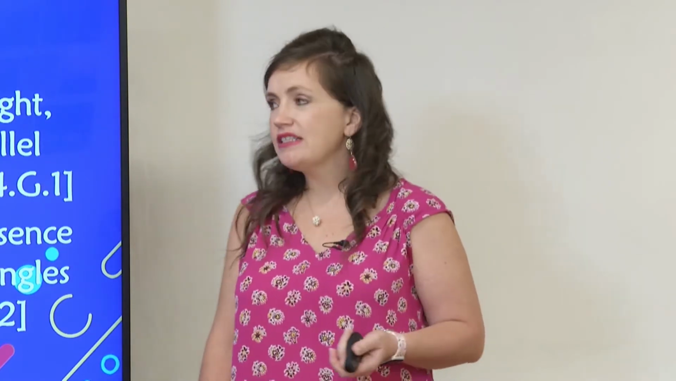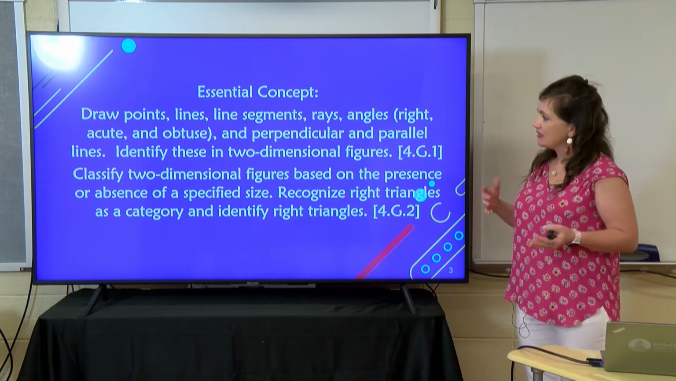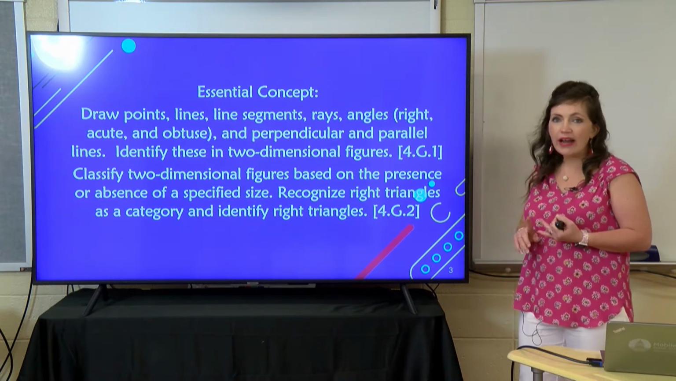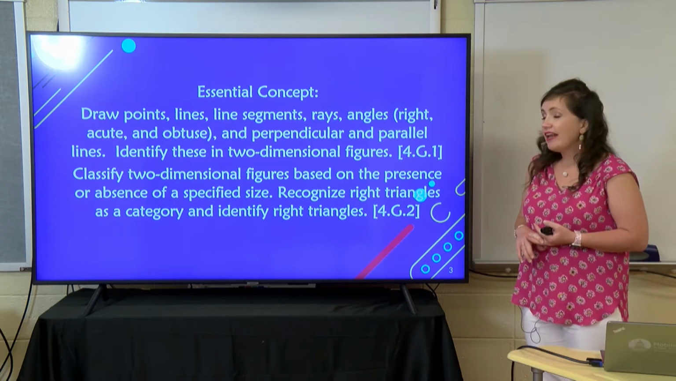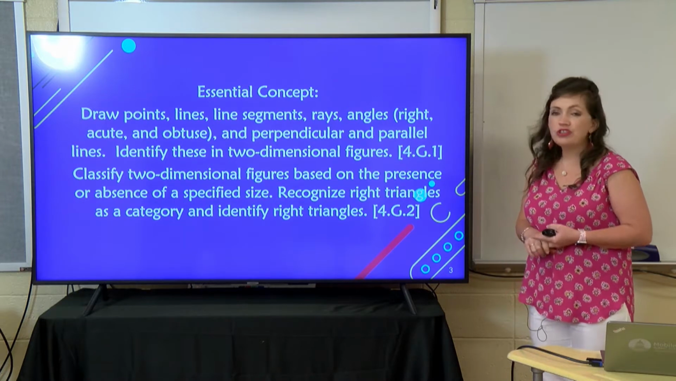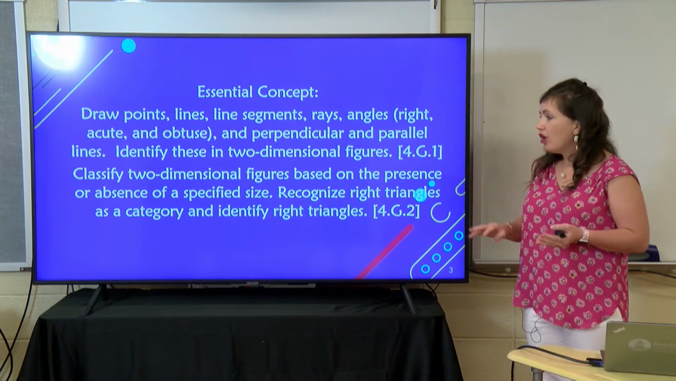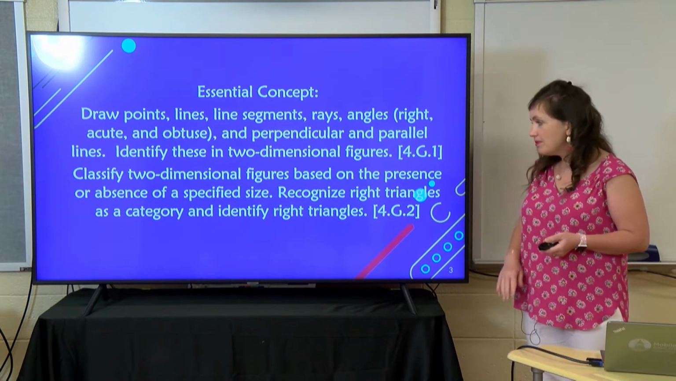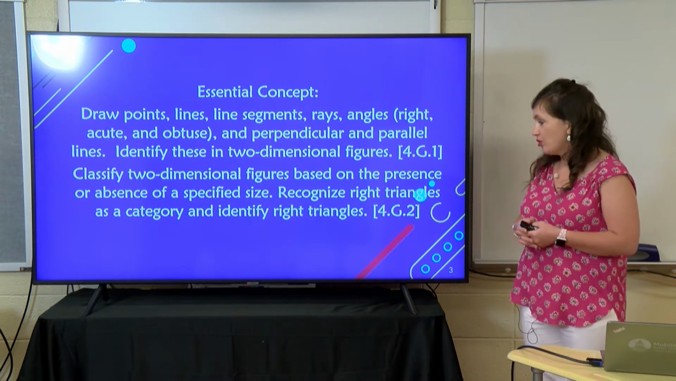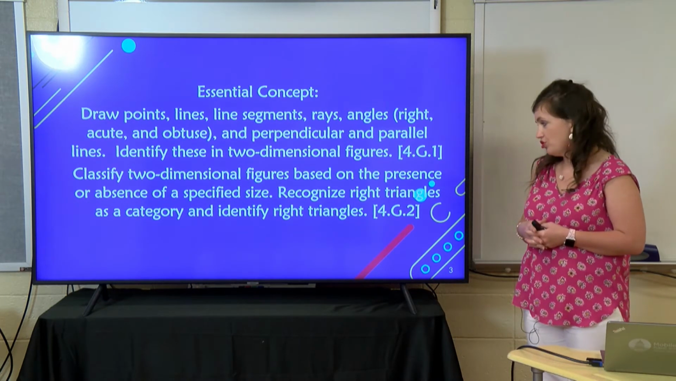So our essential concept today is the same as it was last week. We're going to be drawing points, lines, line segments, rays, and angles. And remember the 3 types of angles. We have right, obtuse, and acute. Our types of lines are perpendicular and parallel lines. We're going to identify these lines in 2-dimensional figures. We're also going to be classifying 2-dimensional figures based on the presence or absence of a specified size. We're going to recognize right triangles as a category and identify those triangles.